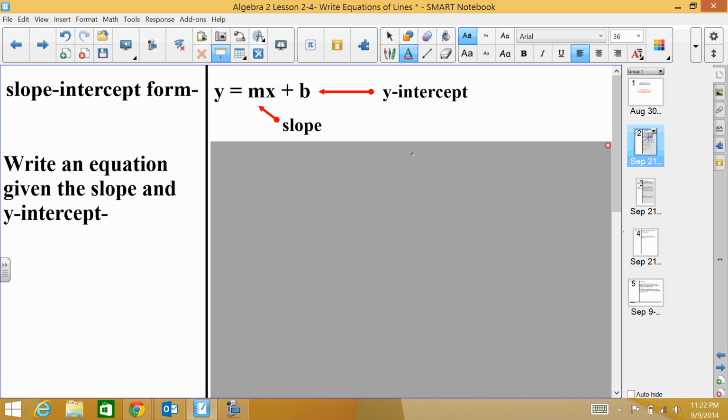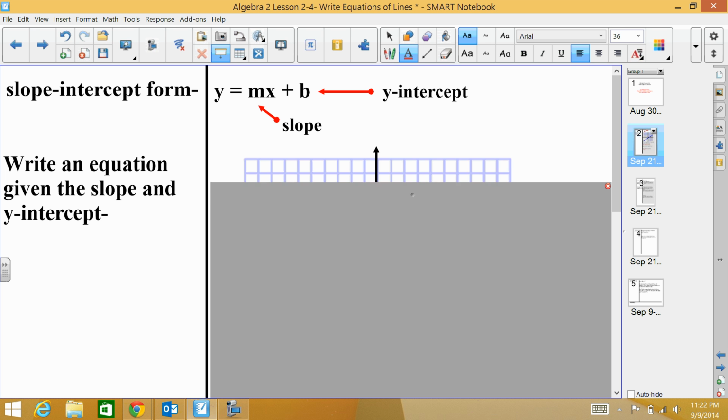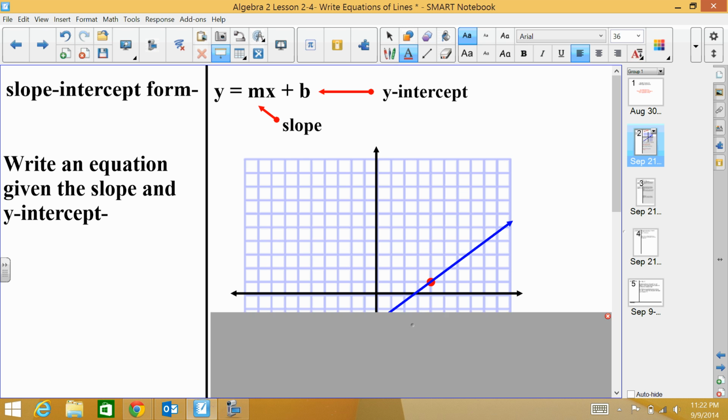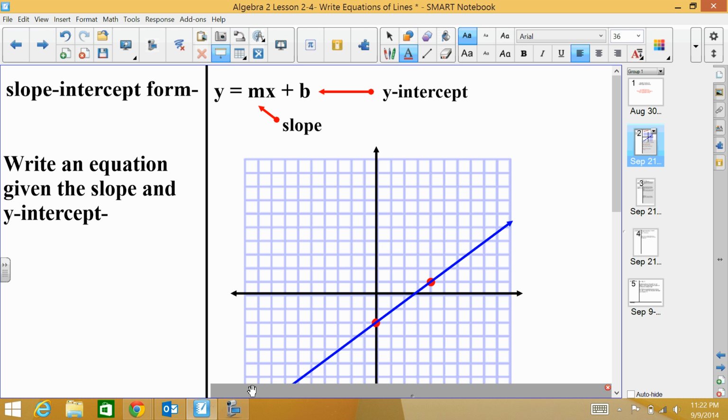So y equals mx plus b is your regular, most common way to write the equation of a line. Now, m represents the slope of your line, so whatever number's in front of x is going to be your slope, and b represents your y-intercept, where the line crosses the y-axis. So, we're going to learn how to write an equation of a line if we're given the slope and the y-intercept.